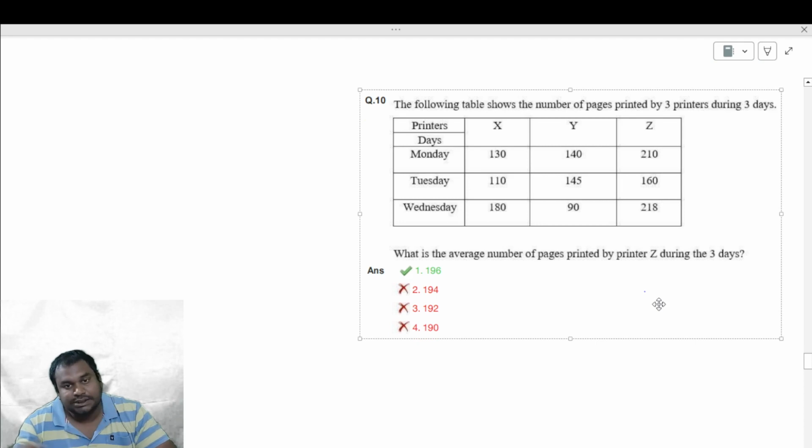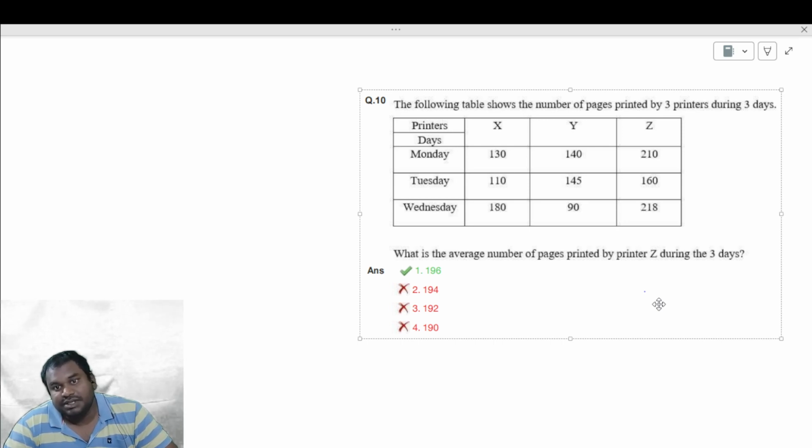So this was given in CGL. The following table shows the number of pages printed by 3 printers during 3 days. There are printers X, Y, and Z, and on Monday, Tuesday, Wednesday, they printed some papers. What is the average number of pages printed by printer Z during the 3 days? First 3 days means Monday, Tuesday, Wednesday. You need to consider only the printer Z.